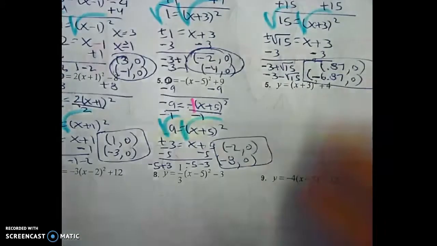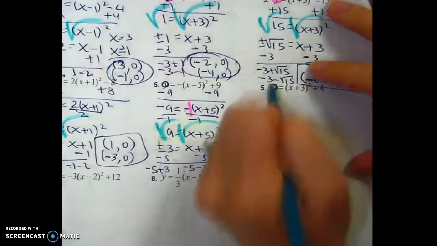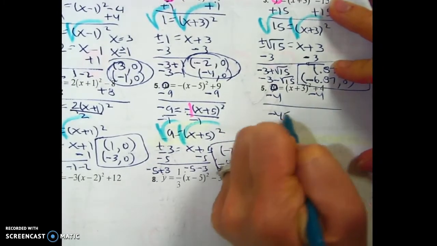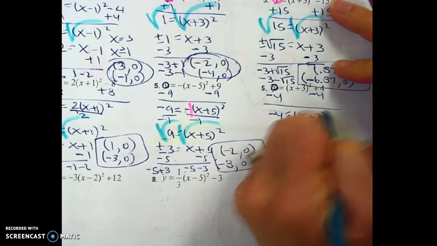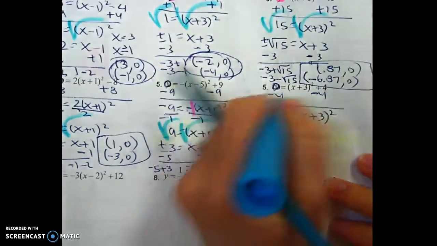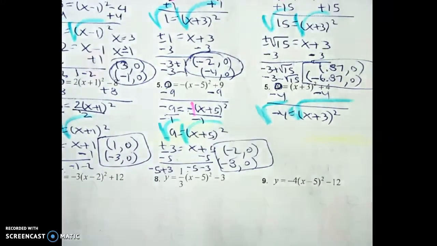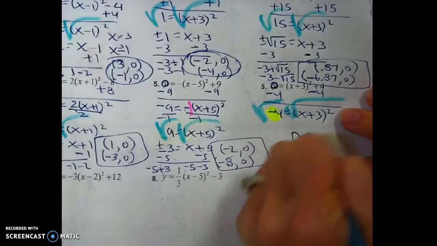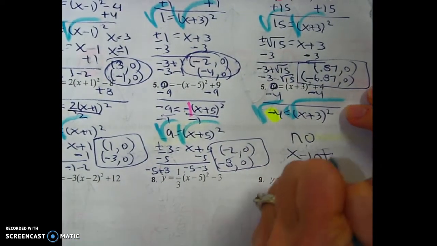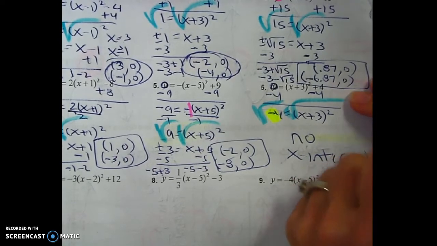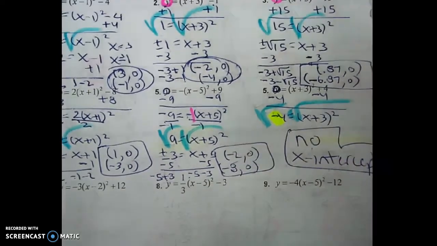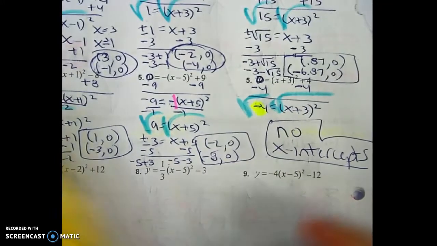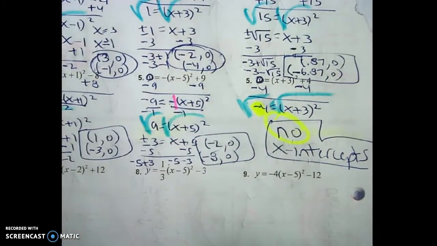Next scenario, set it equal to 0. Negative 4 minus 4, negative 4 equals x plus 3 squared. Square root, but uh-oh. Since I'm taking the square root of a negative, there are no x-intercepts. Because you cannot take the square root of a negative. So if there's a negative in there, there are no x-intercepts.